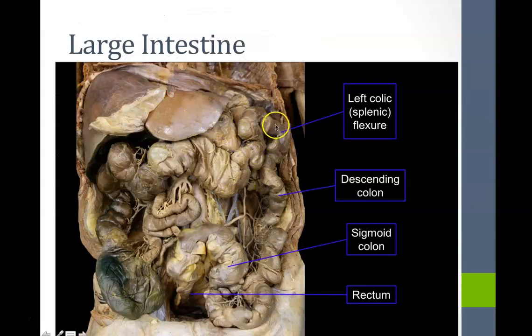So here's our left colic or splenic flexure turning into the descending colon. Then we see that nice little loop that it does. This is our sigmoid colon, and down into the rectum it goes.